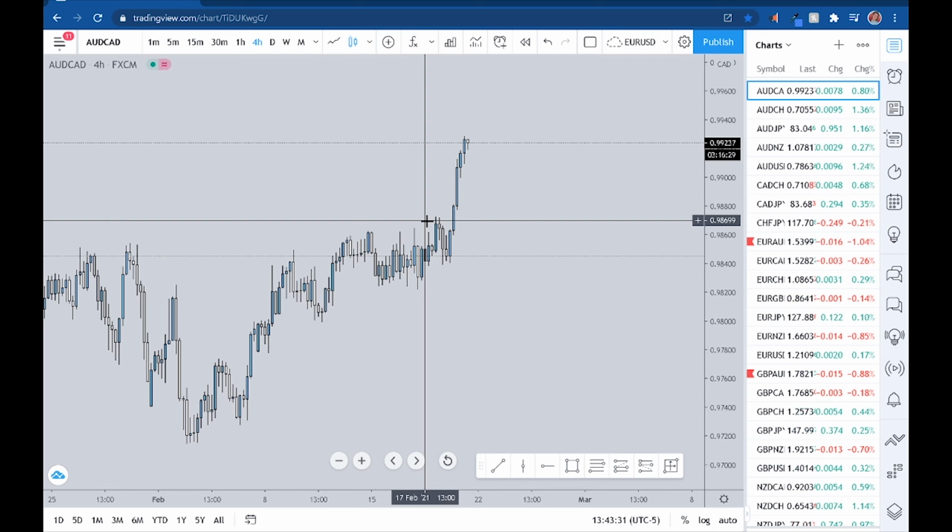We'll also backtest this, and we'll also talk about market liquidity, which is a very important thing that we must touch on. Yeah, so let's just jump into it.